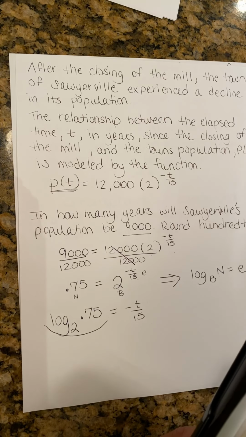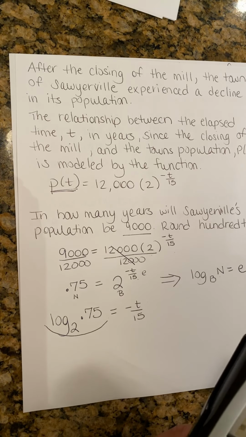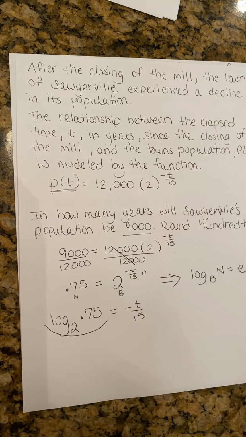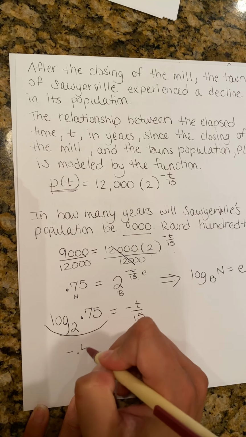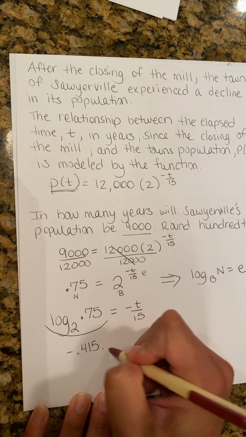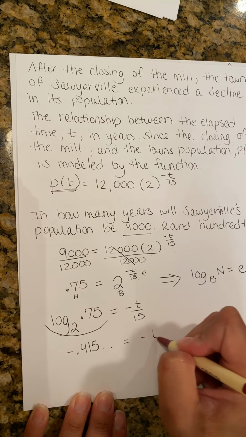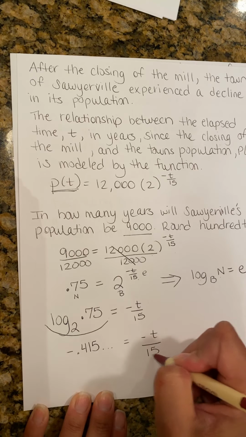Okay, so when you plug it in, log 0.75 divided by log of the base, you end up with negative 0.415... there's more numbers to it, equals negative t over 15.